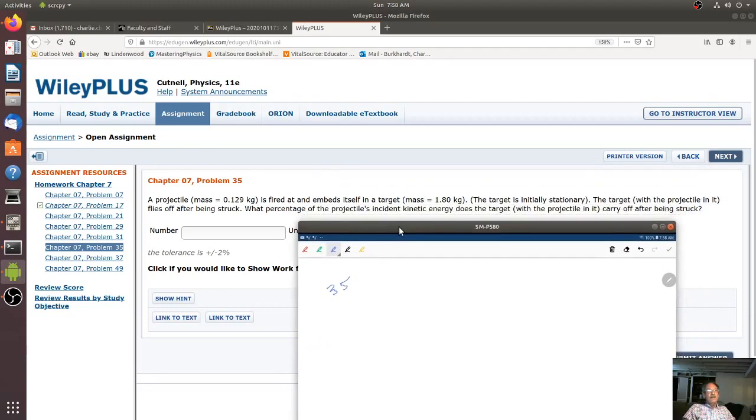What percentage of the projectile's incident kinetic energy? So we have Mr. Projectile here, and then here's the target. The target's initially at rest, and I'm just going to call this initial velocity of the projectile VI. They don't tell me what it is. So I'm going to have a lot of symbols in this. They do tell me what the mass of the projectile is and the mass of the target. So this is 0.129 kilograms. And the target's a lot heavier. It's 1.8 kilograms.